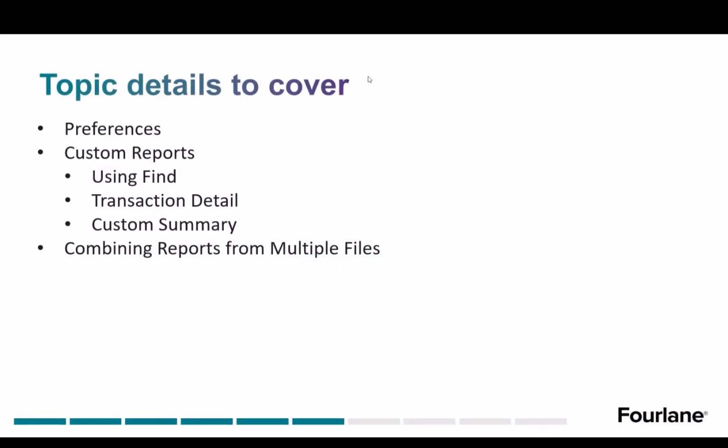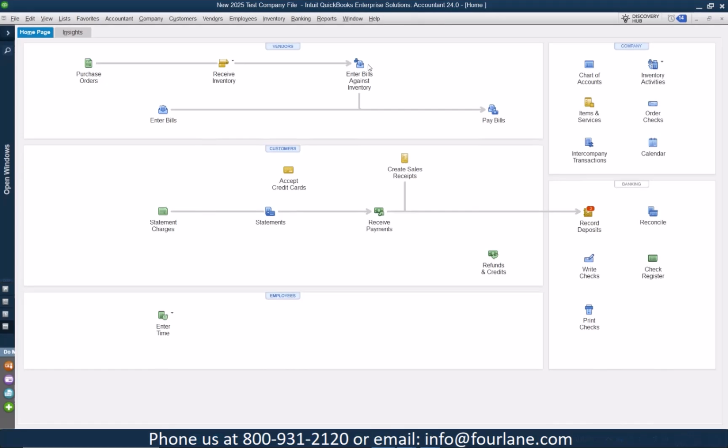So today the topics that we're going to cover when talking about custom reports, we're going to be going through preferences first, and then talking about using the find, looking at the transaction detail report and the custom summary report. We're also going to be looking at combining reports from multiple QuickBooks files. So I'm just going to get into my test file here that I have set up.